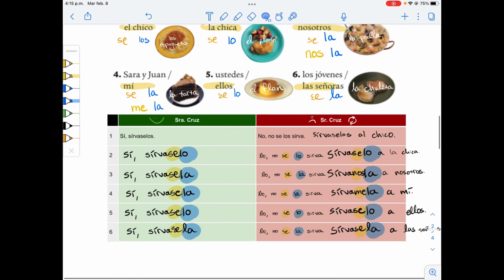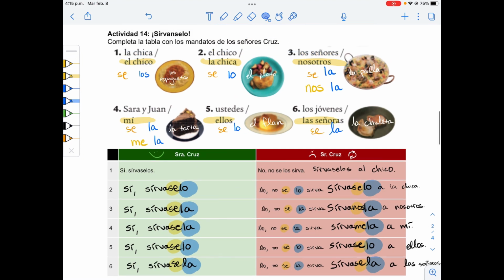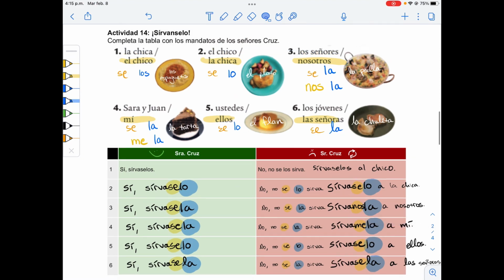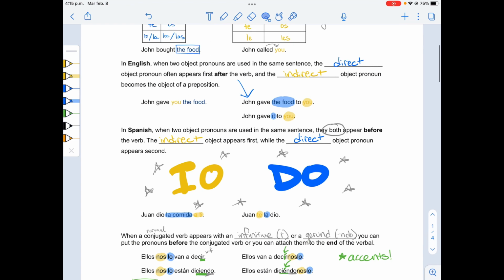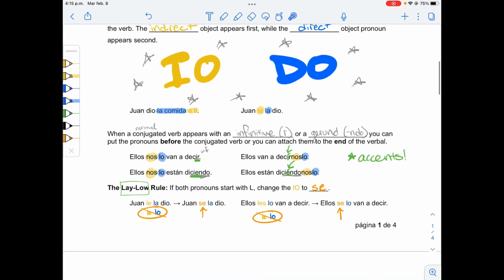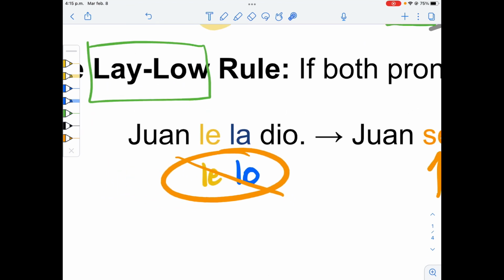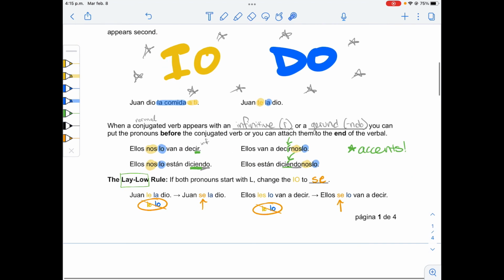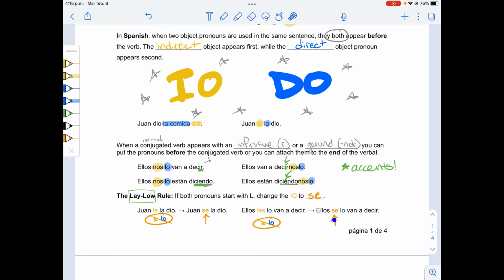Nice. So there you have it. That's the second half of Actividad 14. Our key idea of this lesson is that our indirect object goes before our direct object. Watch your accents if you're attaching to the end of a word. And don't lay low, guys. You cannot lay low with your double object pronouns. Gotta say lo. Yep. Have a lovely time on your homework.